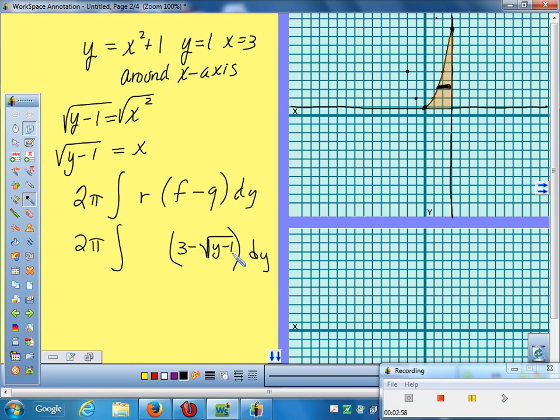Okay, so since you see that you have y's in there, what does your radius have to be? A y. Since we're going around the normal, just plain old x-axis, it's just going to be y.